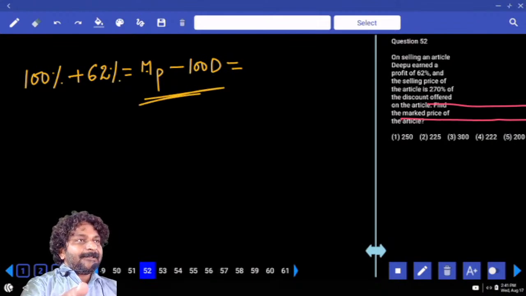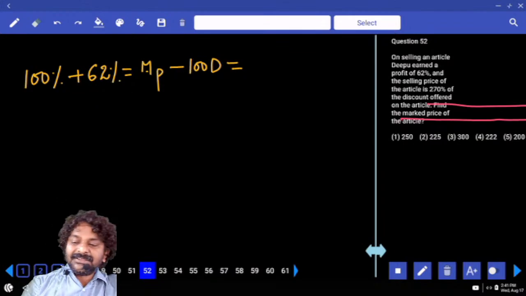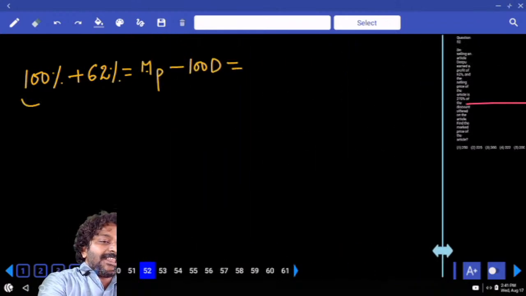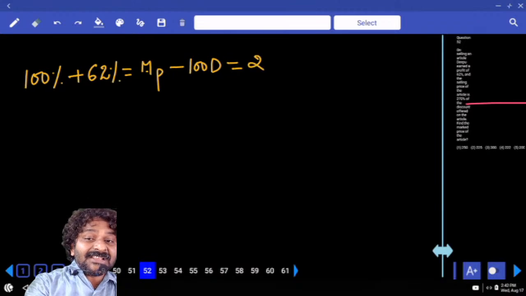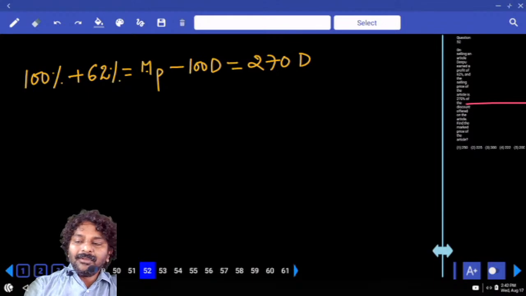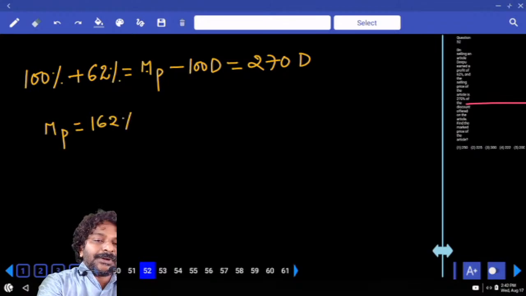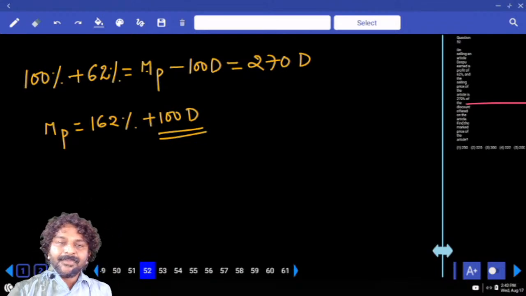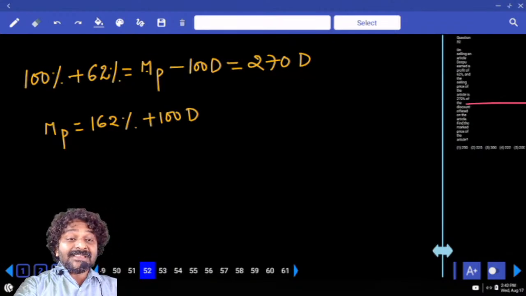Market price minus 100D. What is this? 100 plus 62, that is 162% of cost price. Correct? What is that? Selling price. Now the comparison says the selling price of the article is 270% of the discount offered. This is selling price, right? That is equal to 270% of the discount offered. Our discount was 100D only, so 270% in the sense is equal to 270D only. Now market price is equal to 162% plus 100D. In place of 100D, we need to convert into percentage, correct? And for that we will use 162% is equal to 270D. From this, D is equal to 162 divided by 270 only.